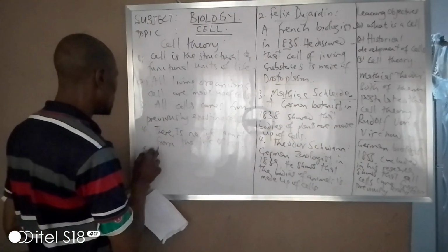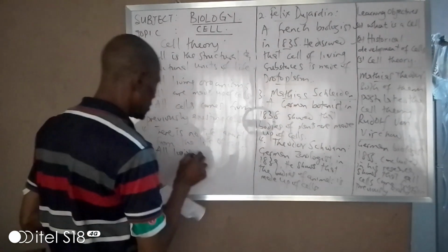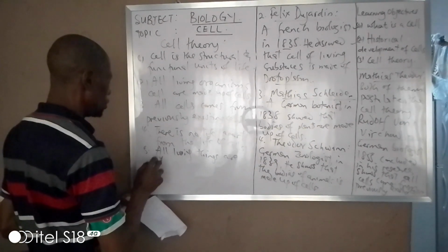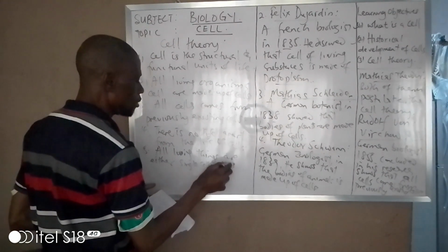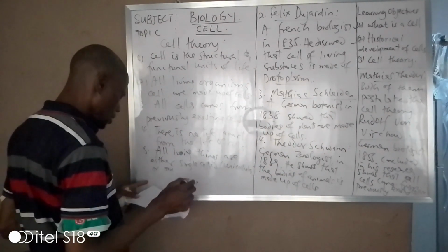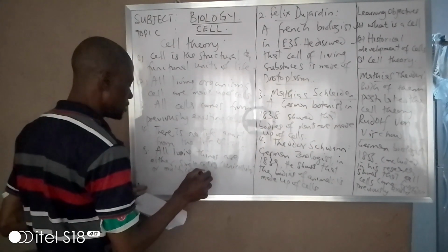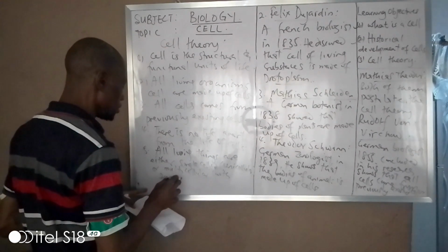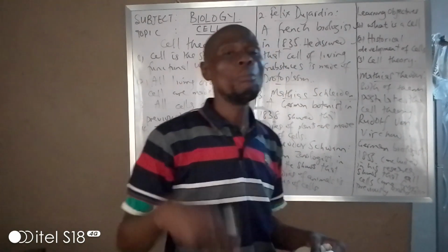All living things are either single cell, unicellular organisms, or multicellular, that is, with two or more cells. So in a nutshell, you are either unicellular or multicellular.